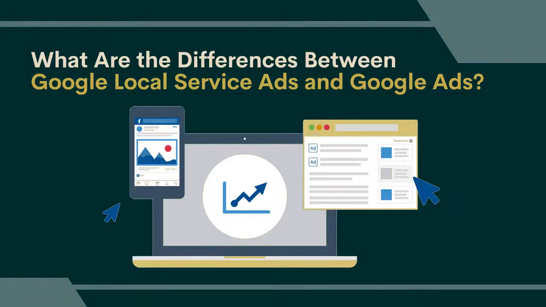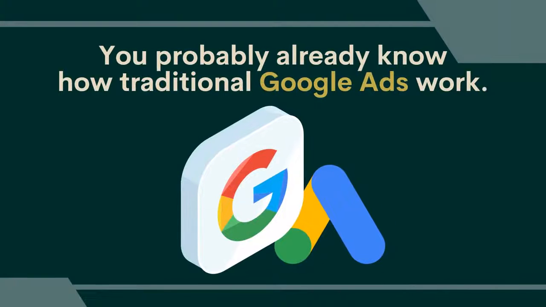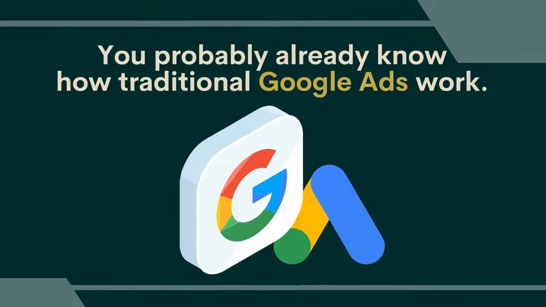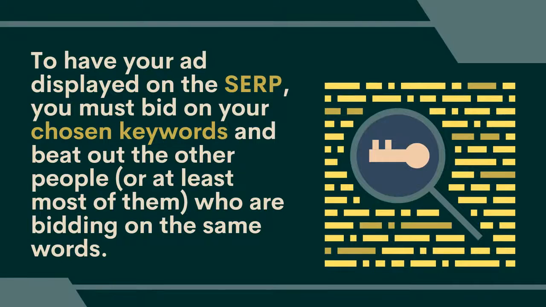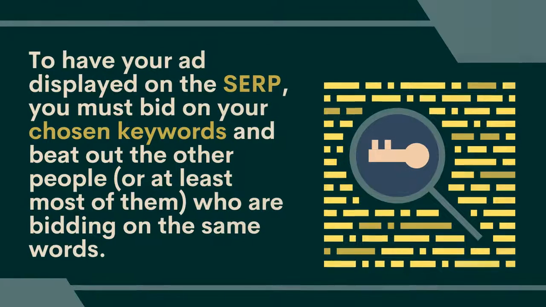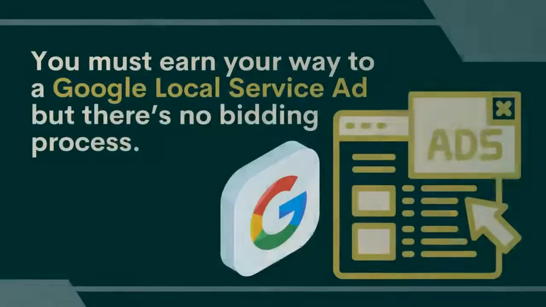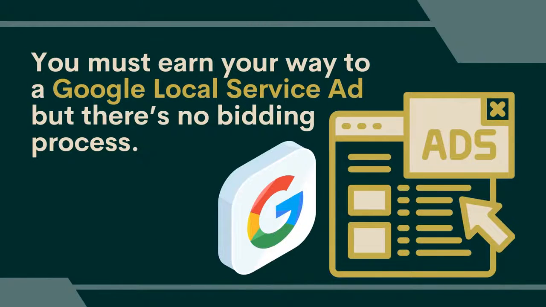What are the differences between Google local service ads and Google ads? You probably already know how traditional Google ads work. To have your ad displayed on the SERP, you must bid on your chosen keywords and beat out the other people, or at least most of them, who are bidding on the same words. You must earn your way to a Google local service ad, but there's no bidding process.